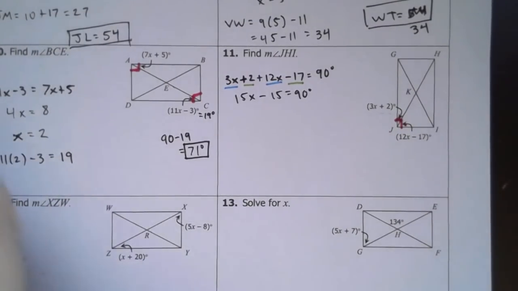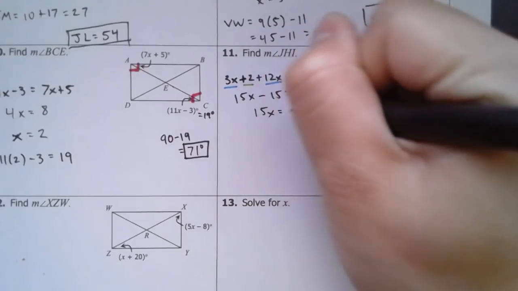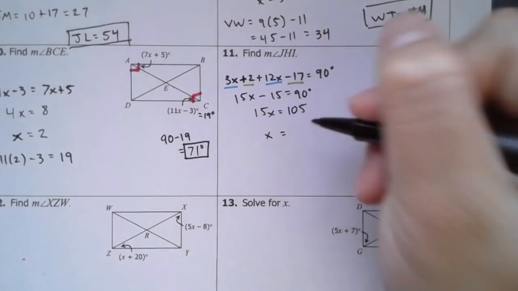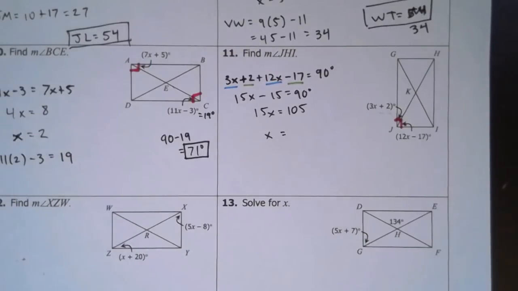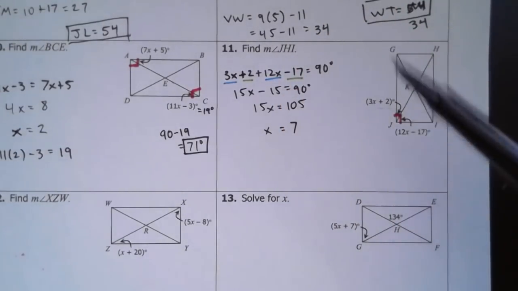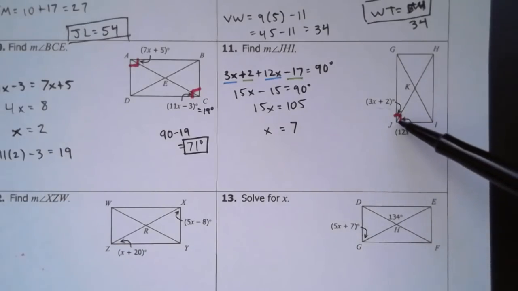So let's solve for x. I get 15x is equal to 105, and then when I divide here, I get 105 divided by 15, I get 7. So x is equal to 7. And again, I'm finding JHI, so it's only part of it.